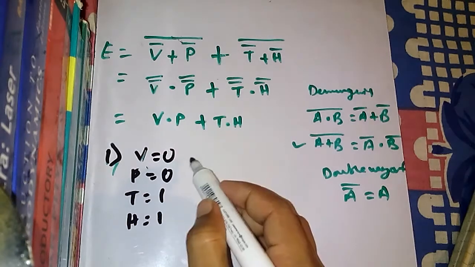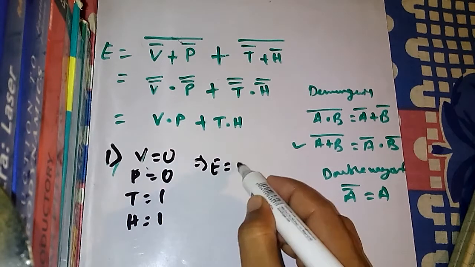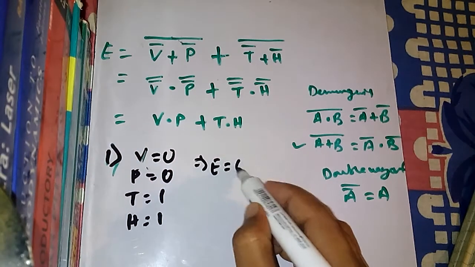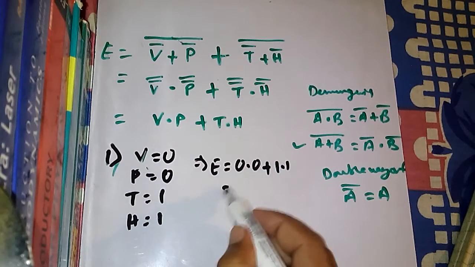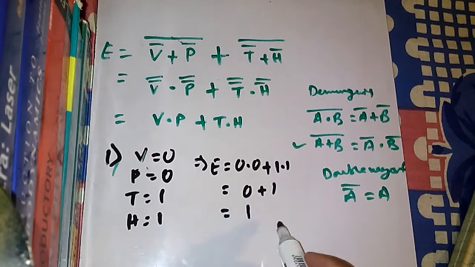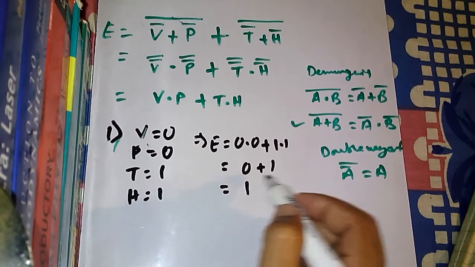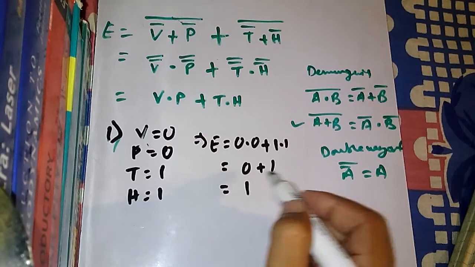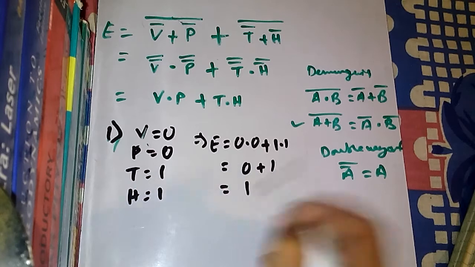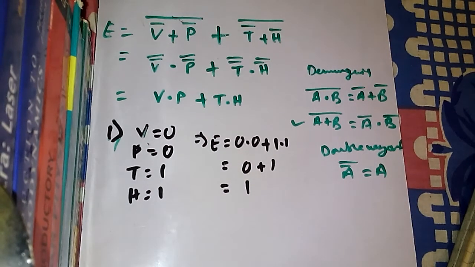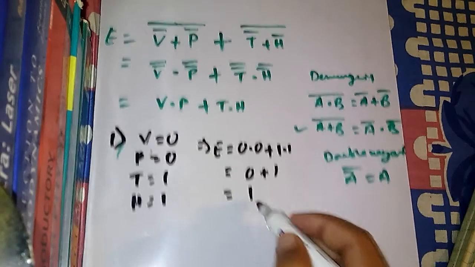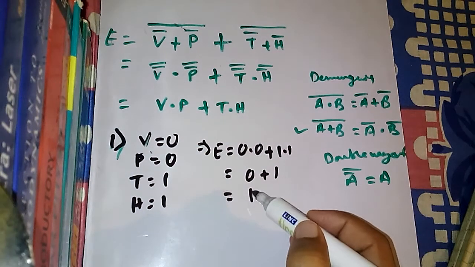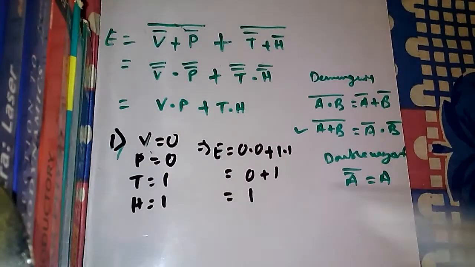Now we will put all these things in. E equals V dot P, that is 0 dot 0, plus T dot H, 1 dot 1, and this is 0 plus 1, and 0 plus 1 is 1. This is not algebraic summation, this is by Boolean algebra. We know a 0 OR operation with 1 is always 1. That means under the first option, under this condition, the light is on. The final output signal, or from the Boolean expression we have, the final expression is 1. If E is 1, the light will be on, that means it is the right answer.